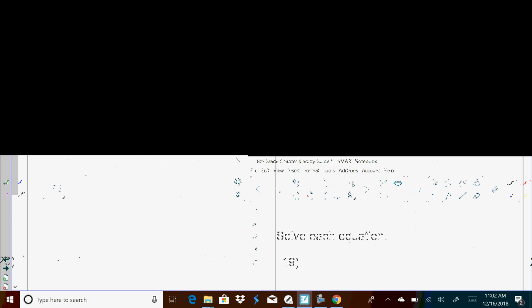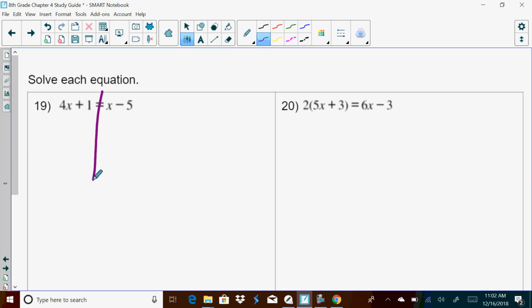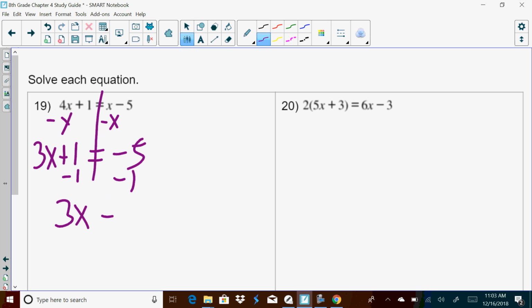The next set of problems we're solving. So in problem 19, I'm going to first subtract an x from both sides. So I get 3x plus 1 equals negative 5. Subtract 1, 3x equals negative 6. I end up with x equals negative 2.